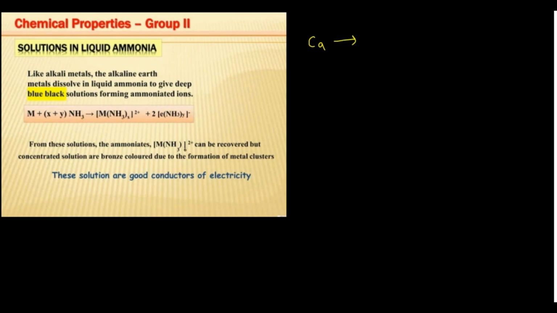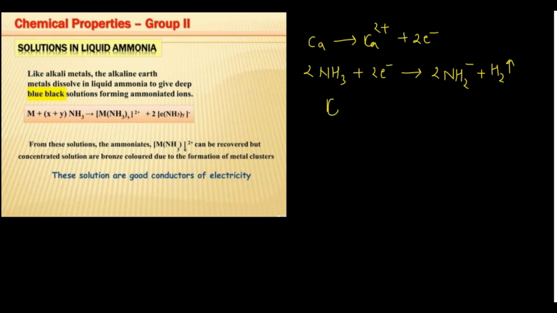It will form the calcium 2 positive ion and will liberate 2 moles of electrons, and 2 moles of ammonia, which is present as the solvent, will grab these electrons. Then hydrogen gas will be evolved, and you will form the amide ion, 2 NH2 negative, right? After that, the metal ion you formed in the first reaction, like calcium, can react with these amides to form the metal amides, Ca(NH2)2. This is the specific reaction for calcium, but you can generalize it by taking M instead of calcium, or you can replace calcium with magnesium, strontium or barium, whatever.